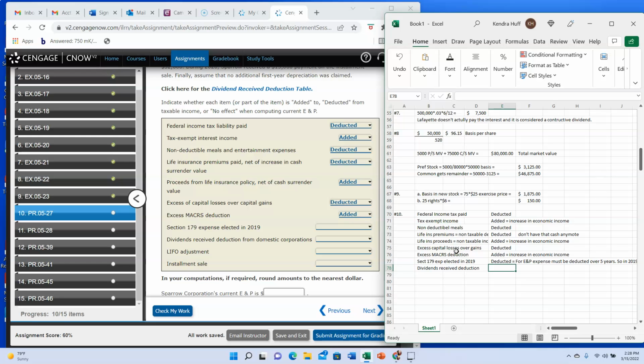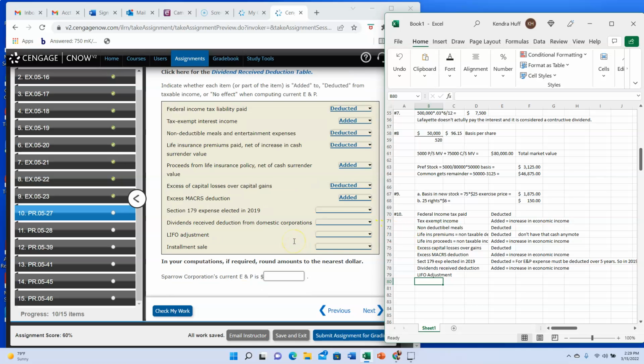All right, so dividends received deduction means that we got this dividend money from corporations, and then we got to subtract some of it out to get taxable income, but we can add that back because we actually did get that money, and it's there for the payment of dividends. All right, a LIFO adjustment.